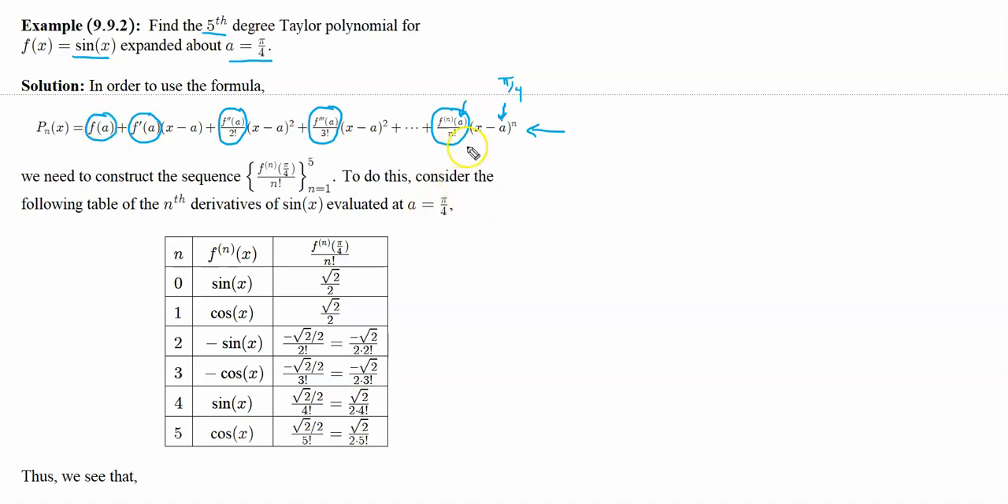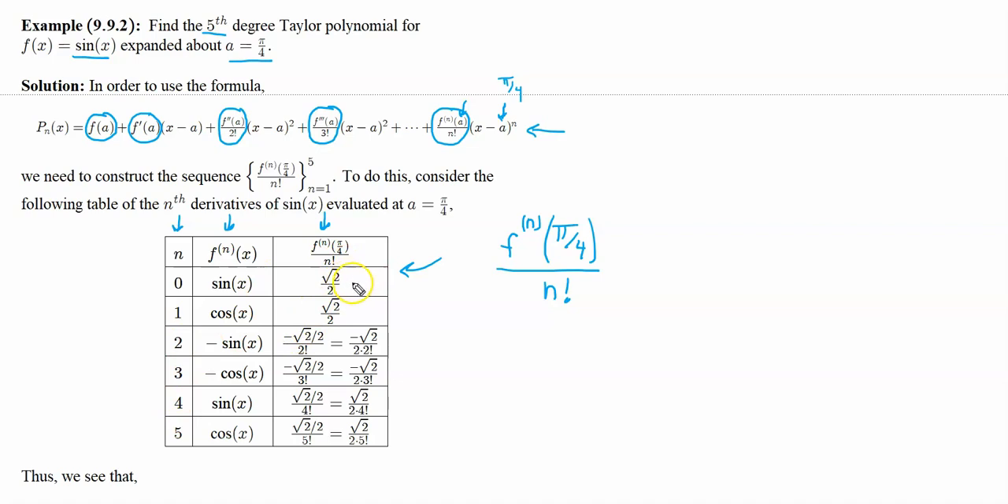Now to determine these coefficients, once again we construct a table like we did in the previous example. The first column are the n values that we're working with. The second column are the nth derivatives of the function we're working with, in this case the sine function. And the third column are the coefficient values. Those are the values of the nth derivative of f at pi over 4 divided by n factorial for various values of n.